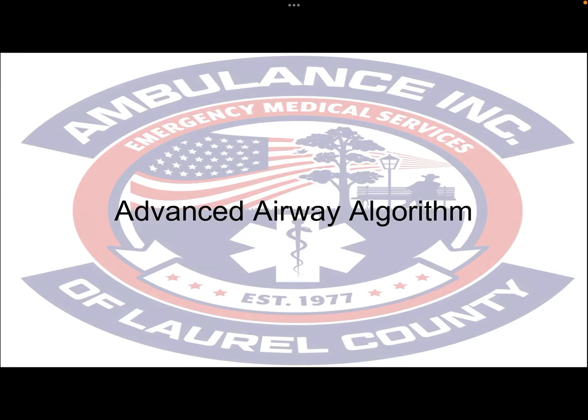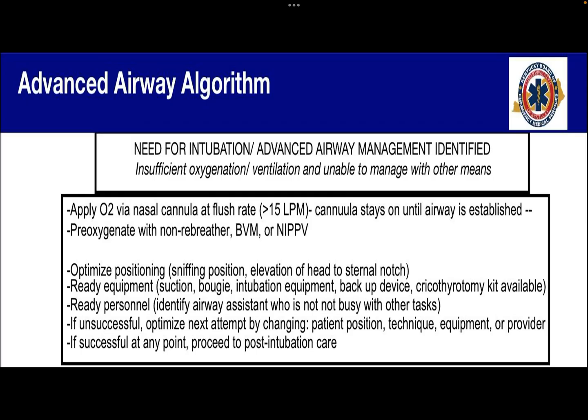This is the advanced airway algorithm to help you figure out how to manage your patient with an advanced airway. Anything more than an OPA or NPA is going to be considered an advanced airway. The need for intubation or advanced airway management is identified by insufficient oxygenation or ventilation and inability to manage with other means. First, apply oxygen via nasal cannula at a flush rate of 15 liters per minute. This cannula stays on until the airway is established.